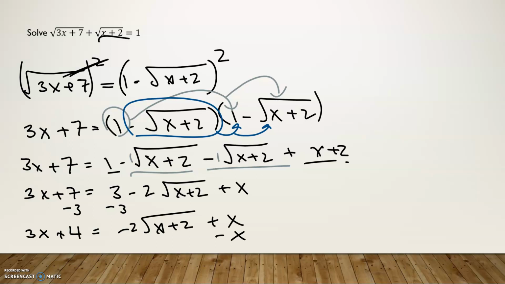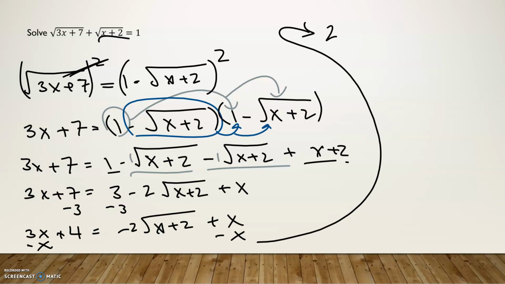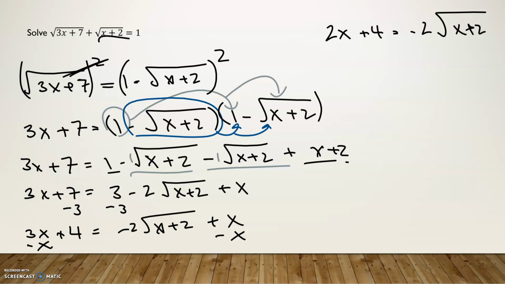I'm going to get rid of that x. Okay, so come over here. We will get 2x plus 4 is equal to negative 2 times the square root of x plus 2. What I'm going to do is get rid of this part here, it's in my way.